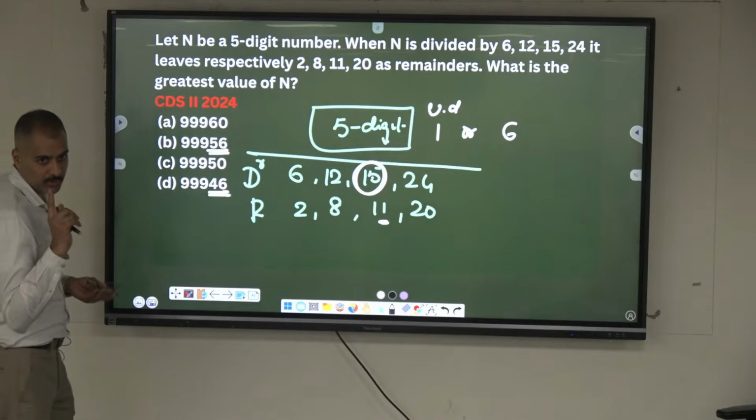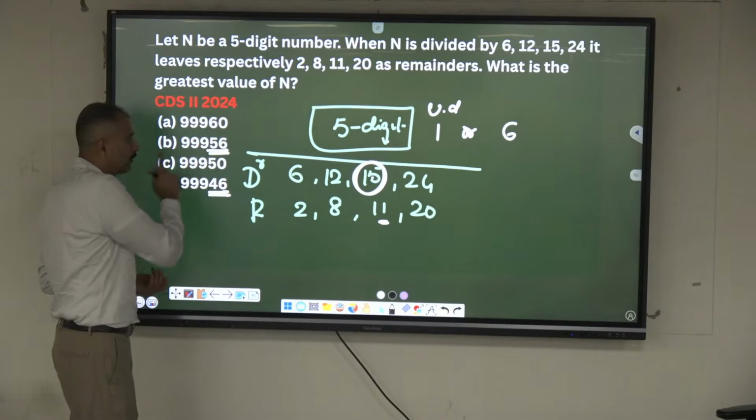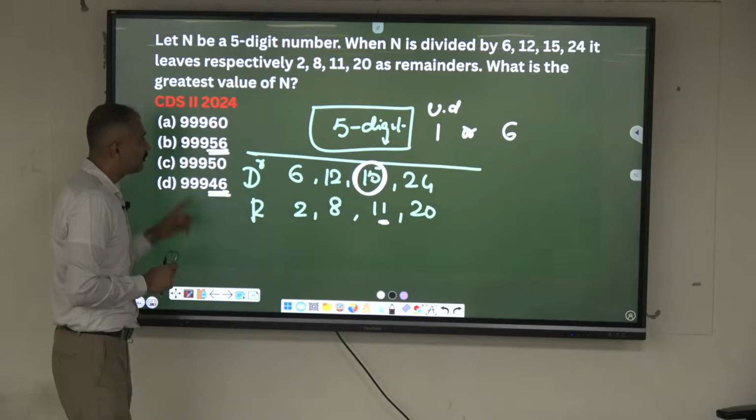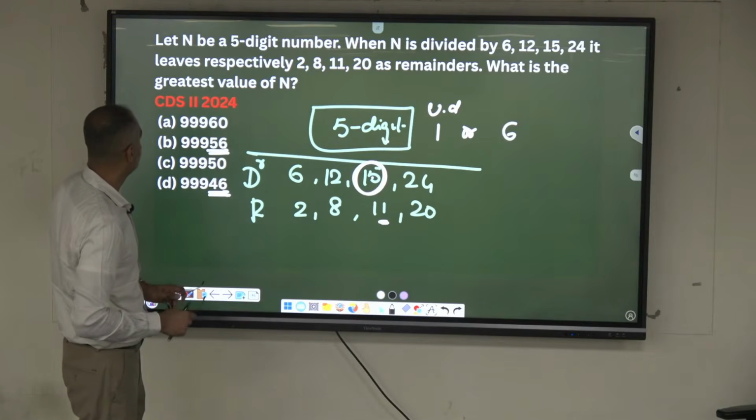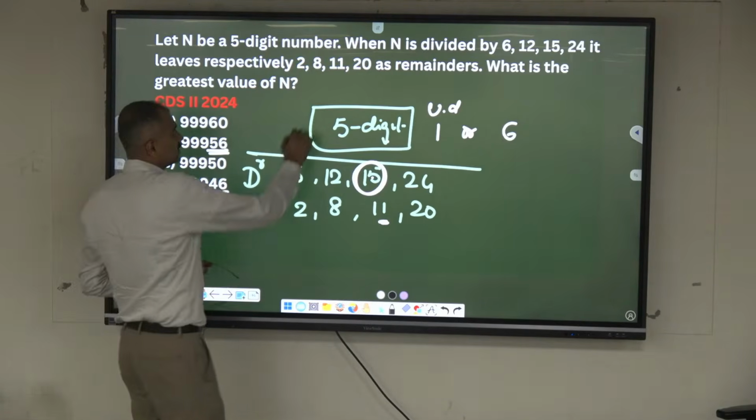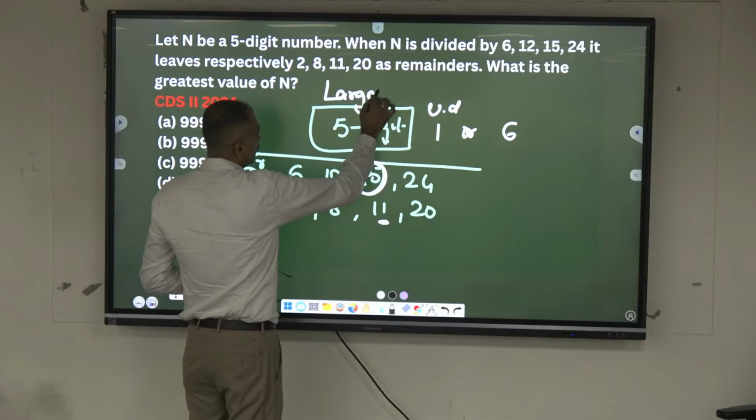If we had only one option, we would have gone for that option only. But we have 2 options, hence we have to go for a conventional technique. What is the greatest value of n? Okay, the largest 5-digit number you have to take out. What is the LCM?